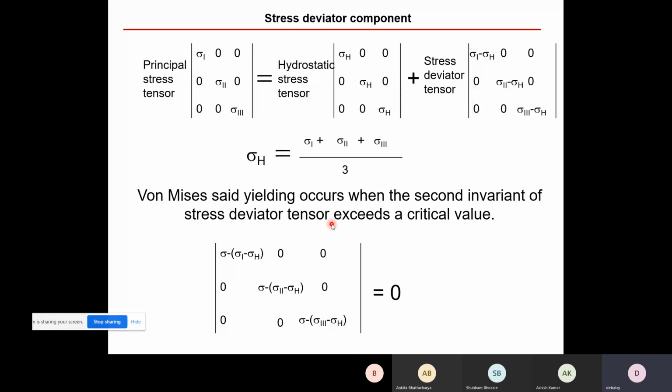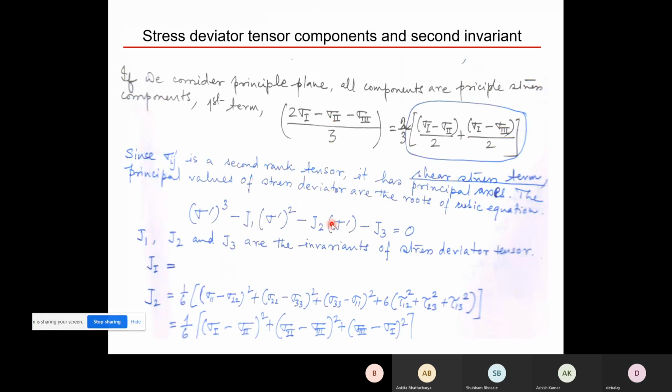von Mises criterion said the second invariant has to exceed a critical value. So what is the second invariant? Second invariant is in the form of this. You can write in the form of stress components: 1/6 [(sigma 1 minus sigma 2) square plus (sigma 2 minus sigma 3) square plus (sigma 3 minus sigma 1) square] plus tau 12 square, tau 13 square and so on. Simply with stress tensor components you can also write that second invariant.